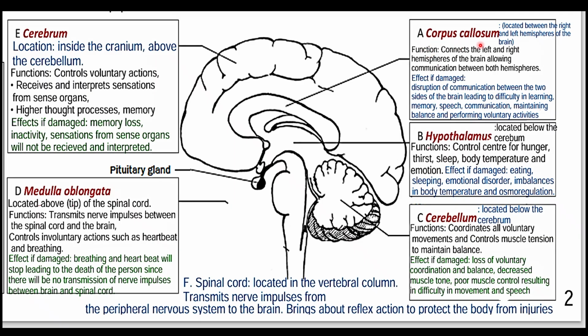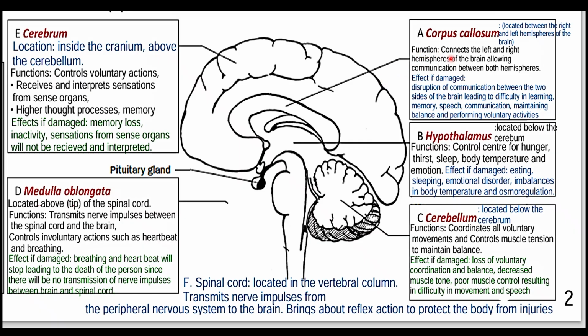Then we go to the corpus callosum. Where is it located? It is located between the right and left hemispheres of the brain. That is where you find the corpus callosum. Check and know how it is drawn. You have to know the structure and its location.